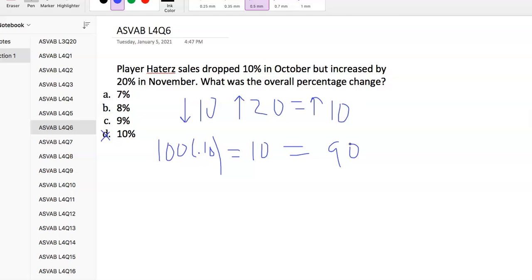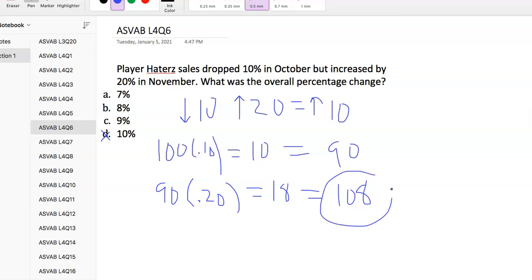Okay, now when it goes up 20%, it's going to be 90 times 0.20, not 100. Right? And therefore, you're going to come up with a different answer. So 90 times 0.2 is 18. Okay, so it's going to go up 18. 90 plus 18 is 108. That's your final number there. So it increased by 8 over 100, or 8%.